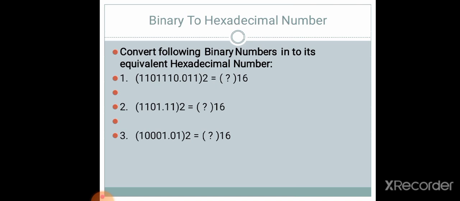Then this is the exercise for conversion of binary to hexadecimal number. Try to solve the examples by reading the procedure given in the PPTs. Otherwise, I will teach you how to do the conversions.